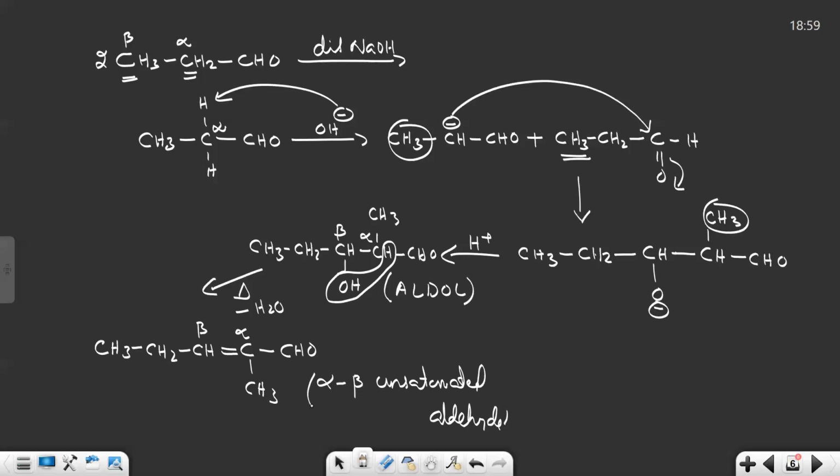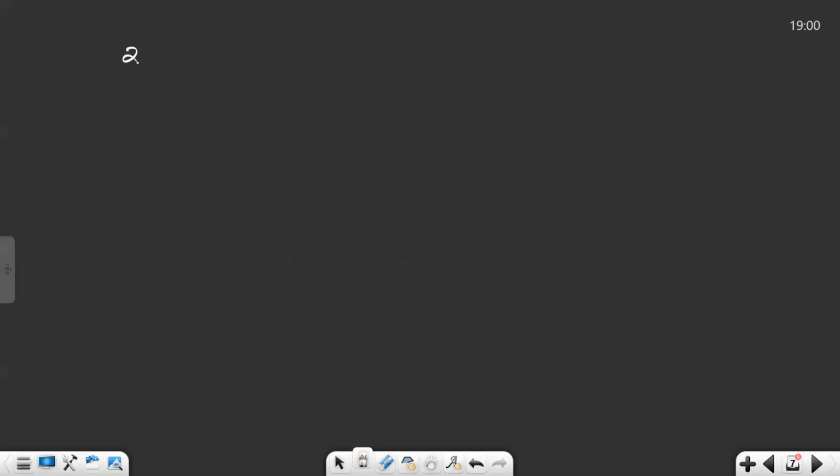So this is the reaction. Now we will see how to get the products of the aldol condensation reaction easily. Here in both the examples, we have done the full mechanism and then we got the product. Now we will see how to get the product easily. For the first example, we take two molecules of CH3CHO and dilute NaOH. Always we need two molecules of CH3CHO, and alpha hydrogens will be removed.